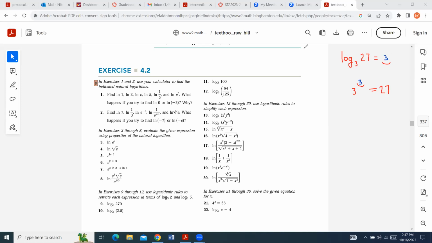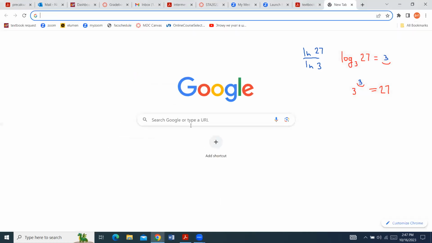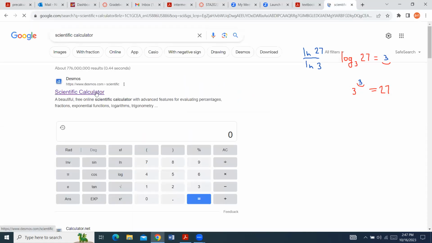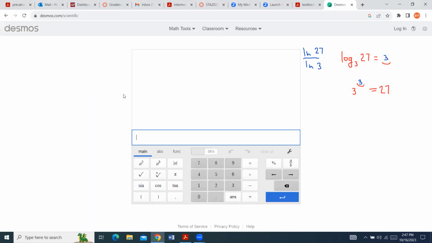The other way is to use the change of base formula. You can write ln over ln and put it in the calculator. So 27 goes on the top and 3 goes on the bottom. So now I can take a scientific calculator. So just start typing scientific and it pops up. So we select this first choice, right?